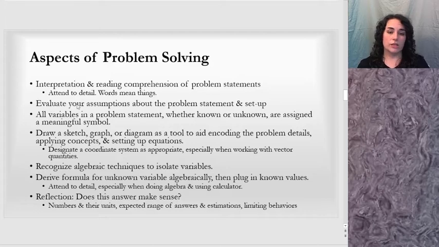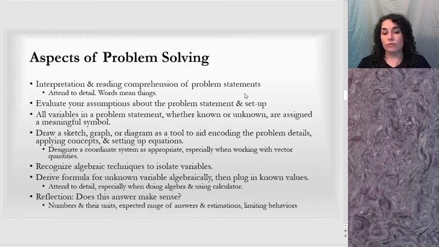So I just mentioned that. Evaluate your assumptions about the problem setup and statement. Okay, where's the initial and final positions? I'm trying to think of examples, but we'll pay attention to the details in the problem statements as we move forward. All variables in a problem statement, whether known or unknown, we're going to assign a meaningful symbol, and I call this defining the variables, and this will be required work that I will check for.